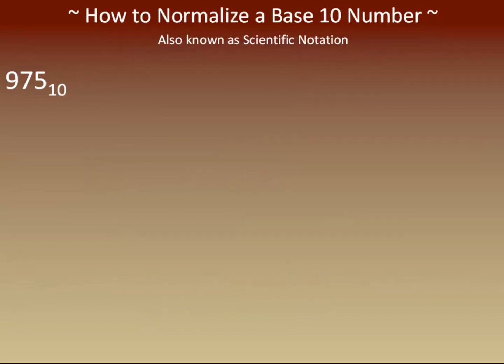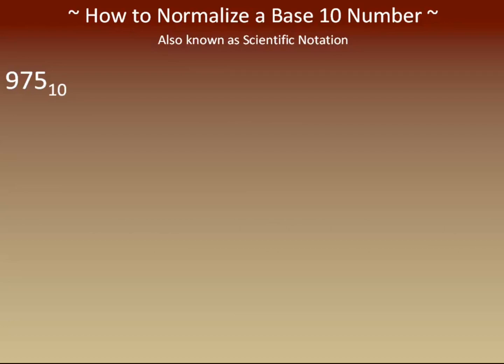The second thing we need to understand is how to normalize a number. Sometimes this is called scientific notation. Now, normalizing a number or writing a number in scientific notation just means that there is only one non-zero digit to the left of the decimal point followed by the multiplication of 10 to some power.